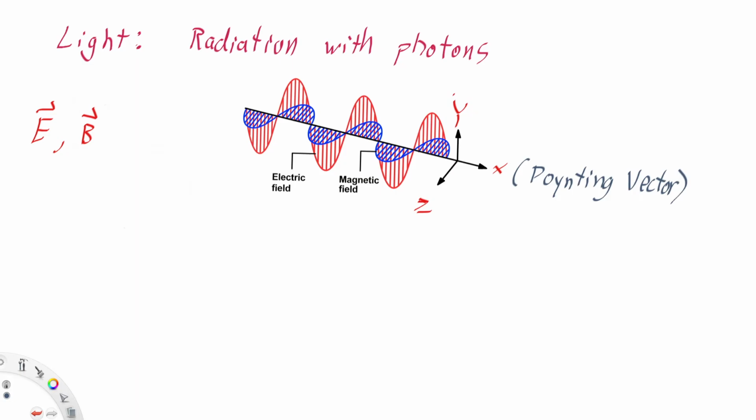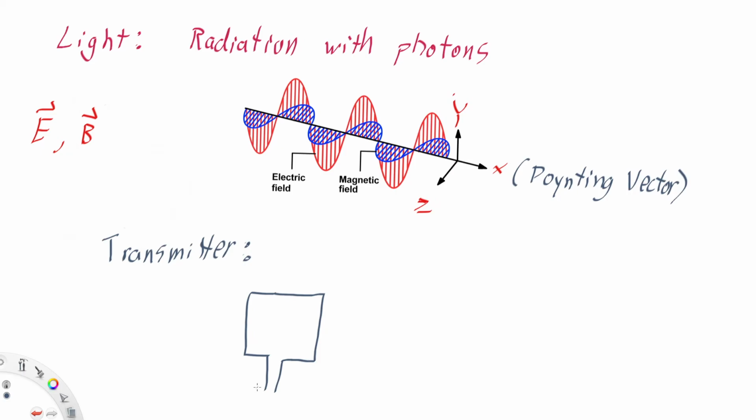So light sustaining itself through oscillating electric and magnetic fields is all well and good. But how do we make those electromagnetic waves? Well, we use transmitters. So a transmitter is just some shape of wire that we run alternating current through.